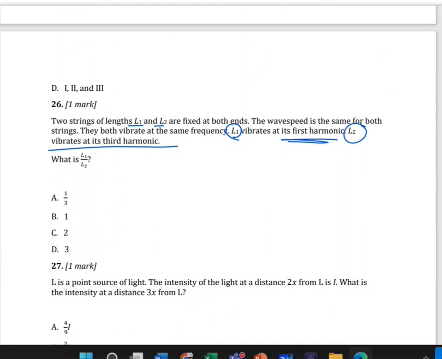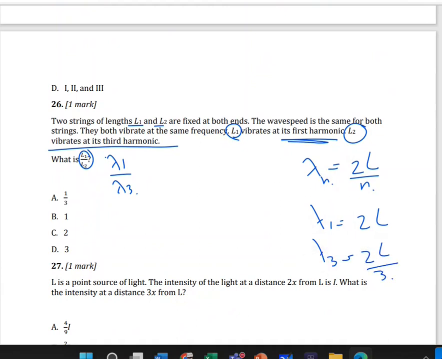I need to find lambda 1 over lambda 3. Now, lambda will be 2L over N. This is the general formula. Lambda 1 is 2L, N is 1. Lambda 3 is 2L over 3. So I need lambda 1 over lambda 3.